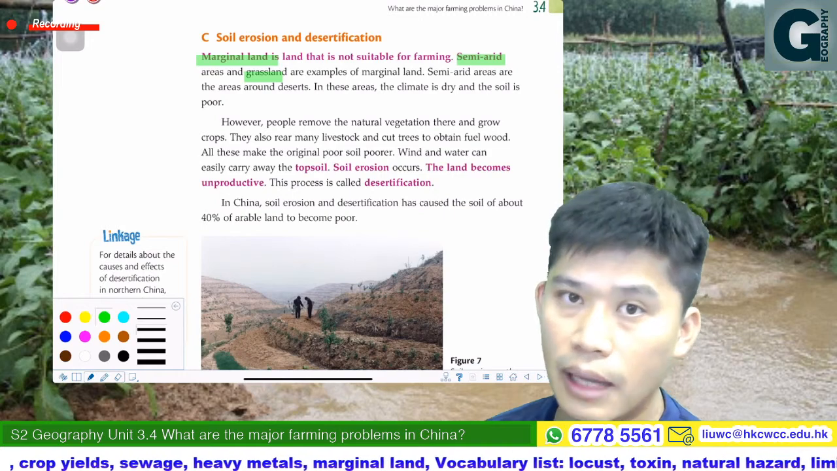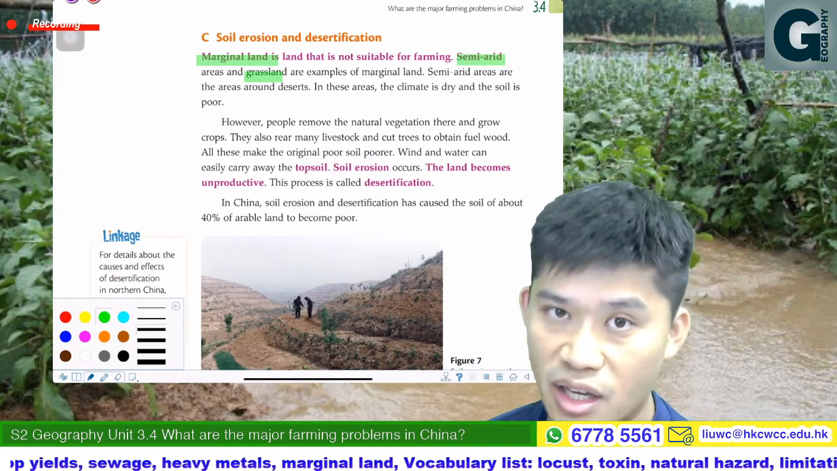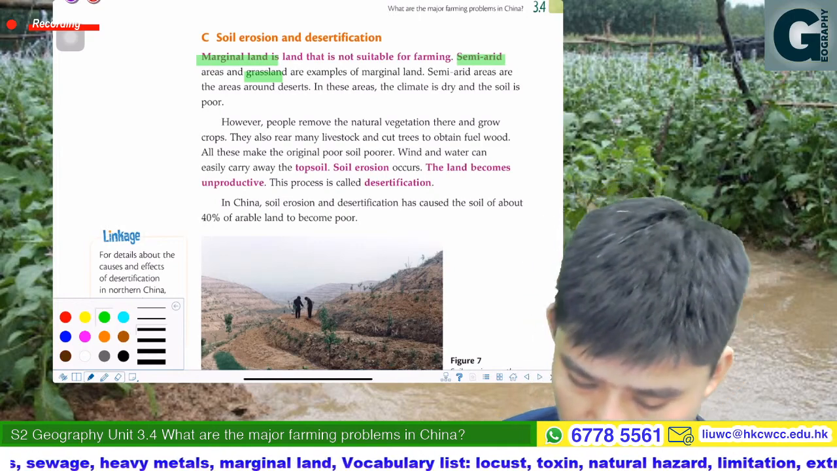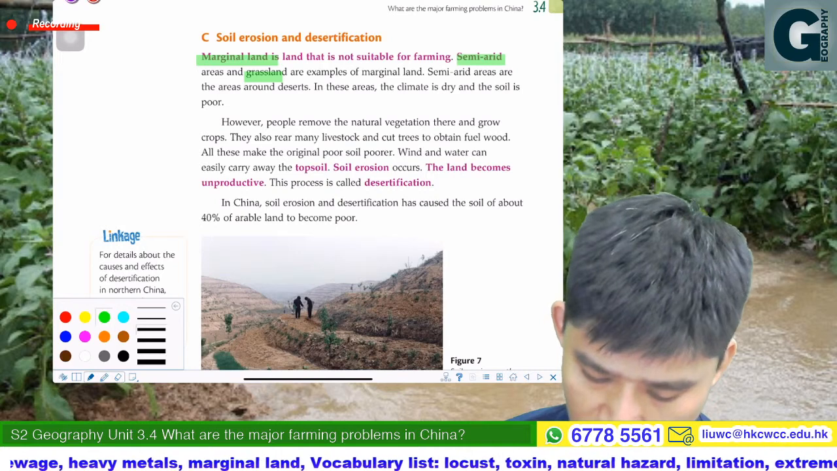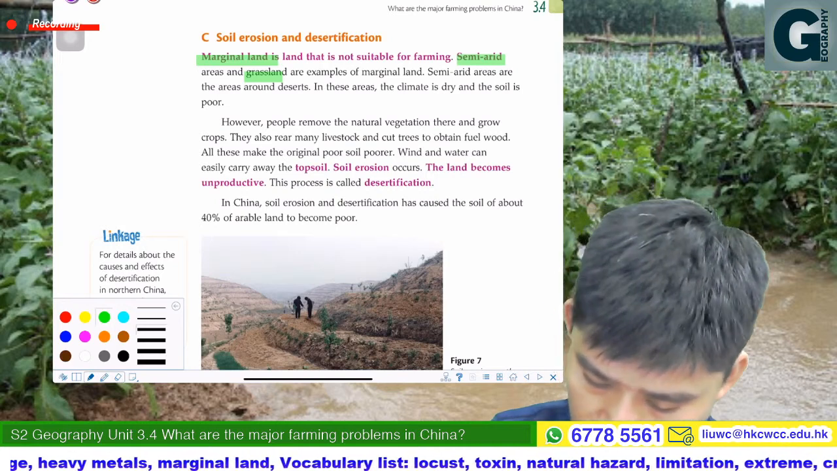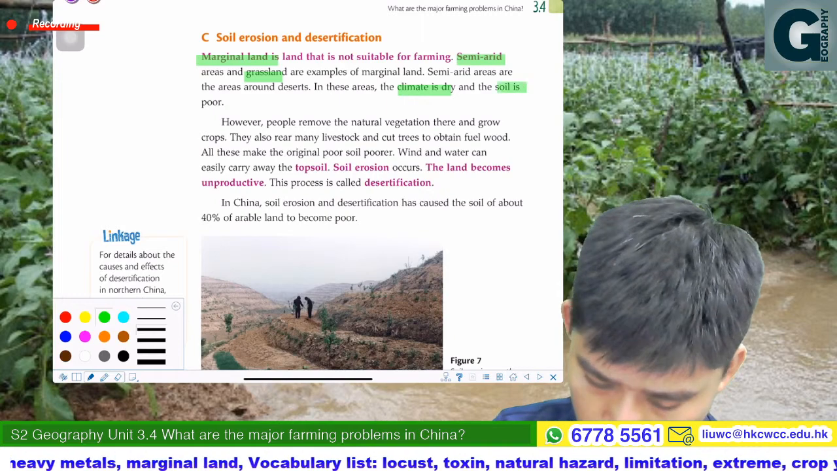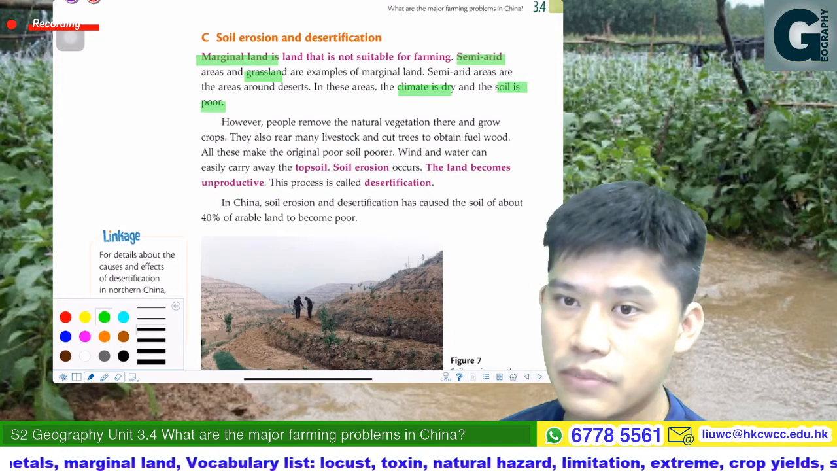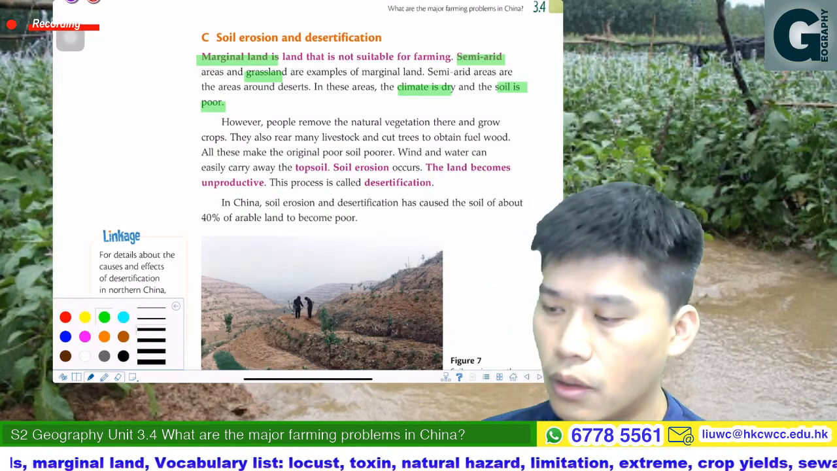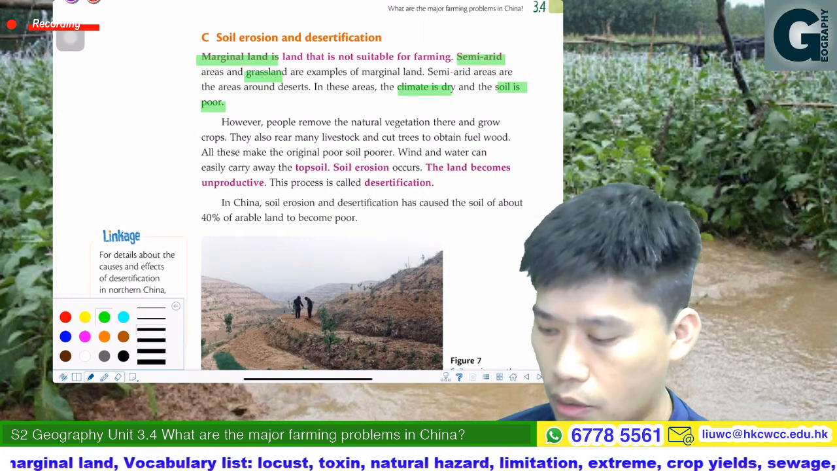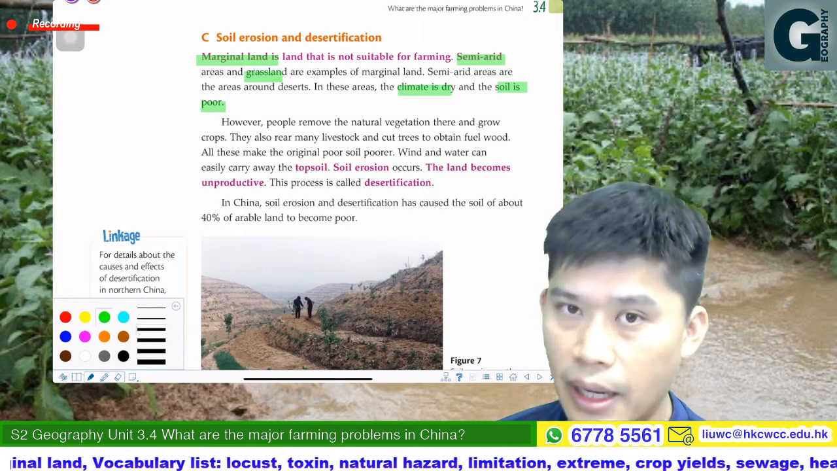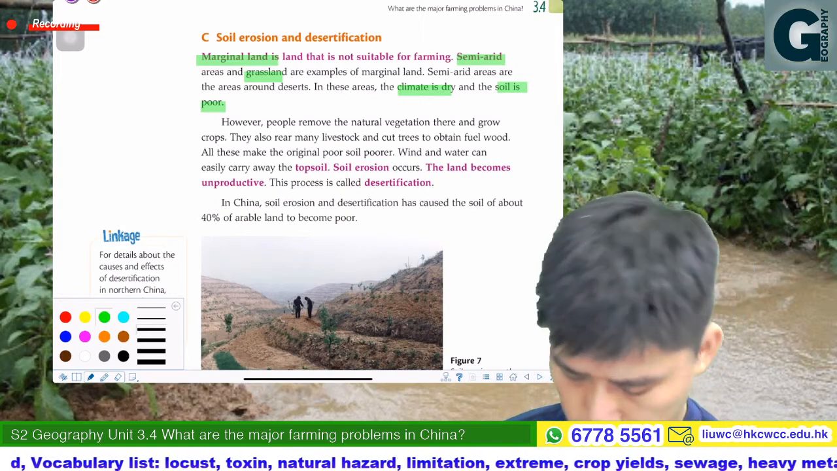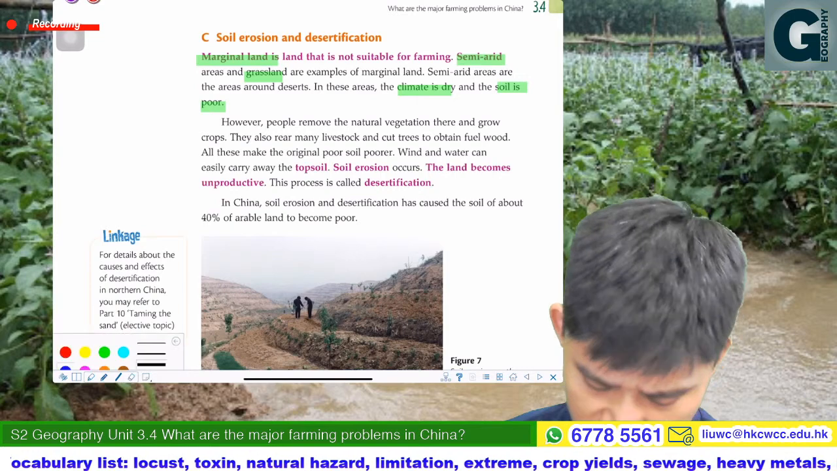is not quite good, and also of course like the grassland, okay, and for those area, okay, you may have a look. Semi-arid areas are the areas around desert. In this area, the climate is dry and the soil is poor. 咁通常呢都唔係話咁適合耕作，因為佢哋嗰個泥土個養分唔係咁足夠啦，唔係咁足啦。So therefore that is not suitable for farming. So the productivity that is not really good.